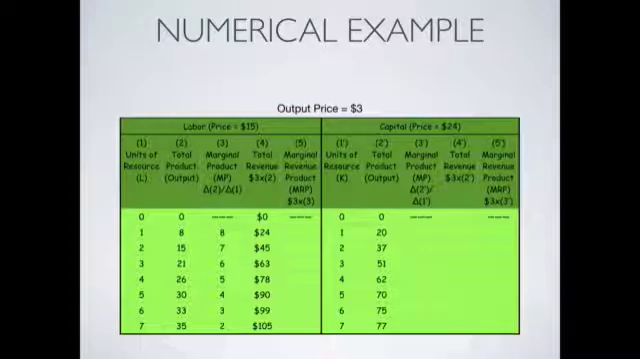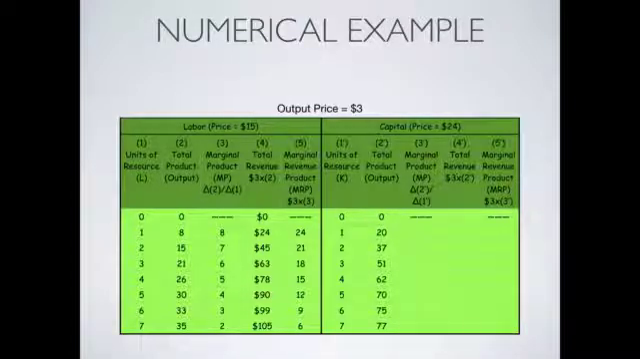Finally, I get to the marginal revenue product of labor. I multiply the output price, which is equal to 3, by column 3. So 8 times 3 is equal to 24. 7 times 3 is equal to 21. 6 times 3 is equal to 18. And I continue that through the rest of the column.